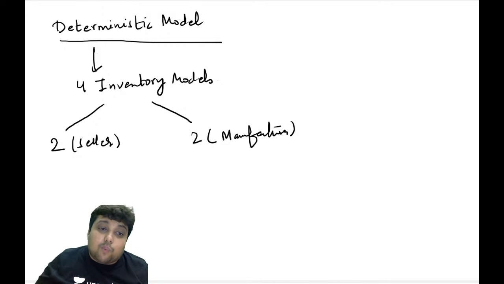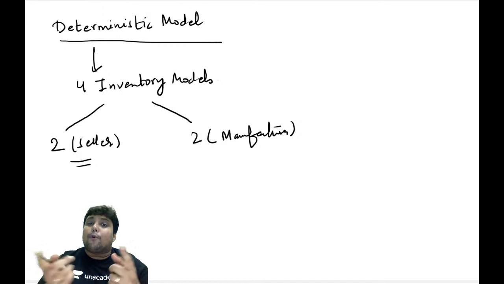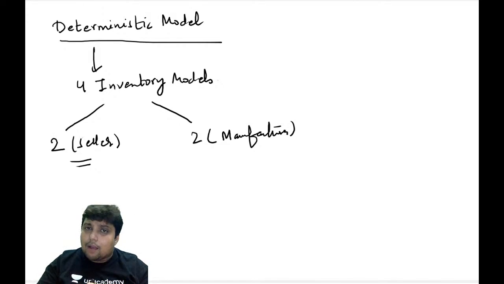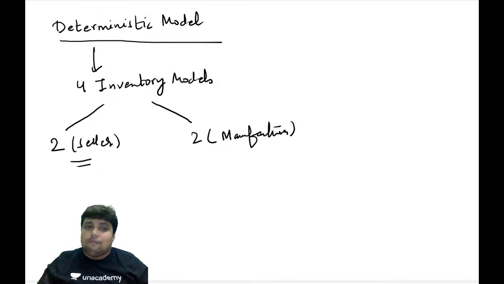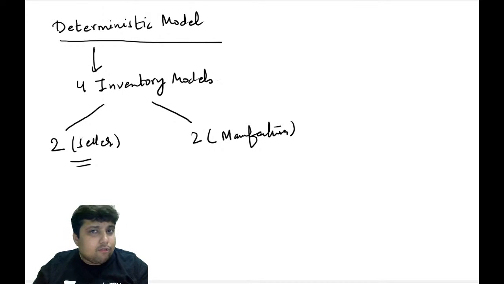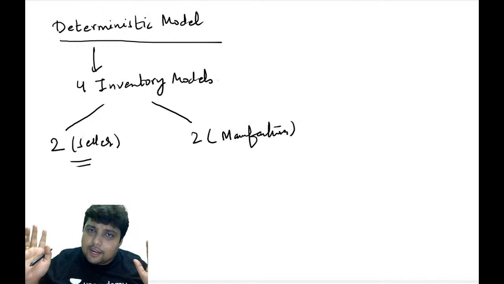Remember, seller is one who will procure and then sell. मंगाएगा, खरीदेगा, फिर बेचेगा. Manufacturer is one who will produce, जो बनाएगा, manufacturing करेगा, and then he will sell. But remember, whether he is a seller or he is a manufacturer, we have already discussed thoroughly. Each and every one of them has to manage their inventory.